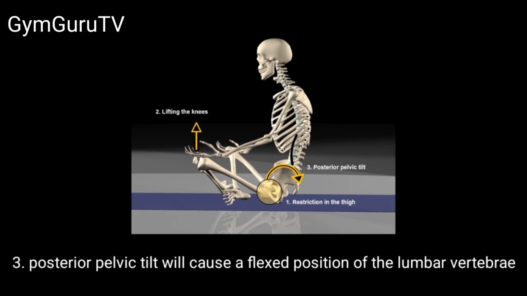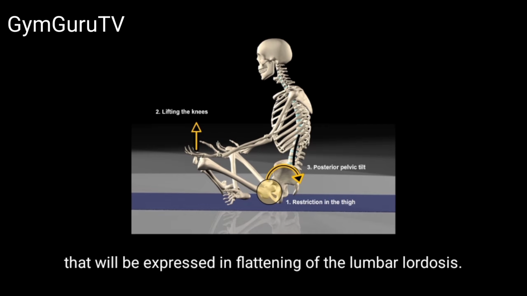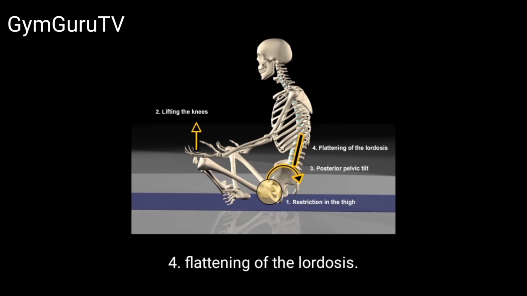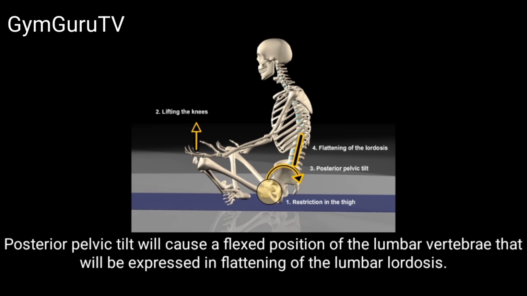3. Posterior pelvic tilt will cause a flexed position of the lumbar vertebrae that will be expressed in flattening of the lumbar lordosis. 4. Flattening of the lordosis.